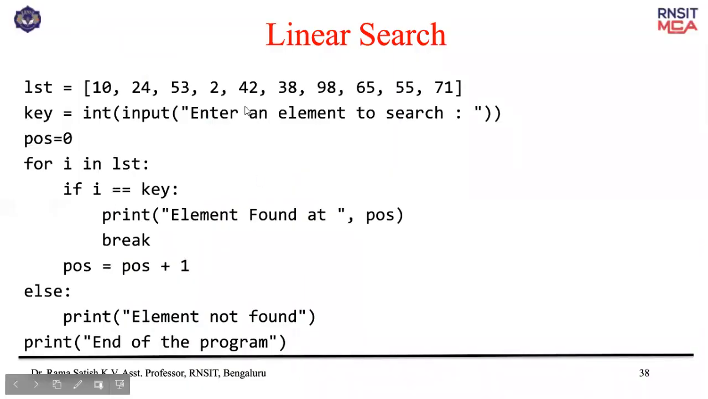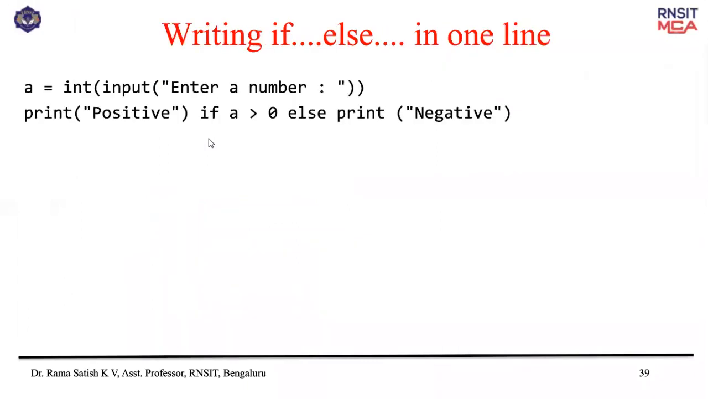Yes. So this is about linear search. Linear search is 11 lines of code. I think no programming language supports this. Okay, you can execute it very well. I have shared the link. Now, writing if and else statements in one single line. How to write it? Look here.